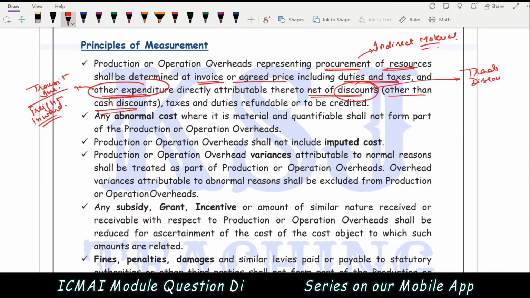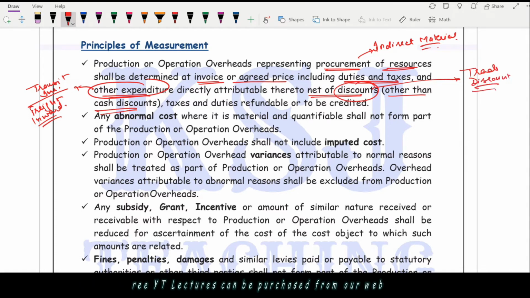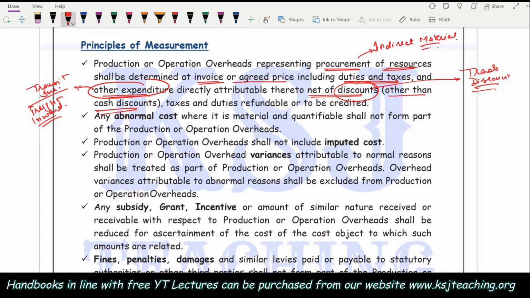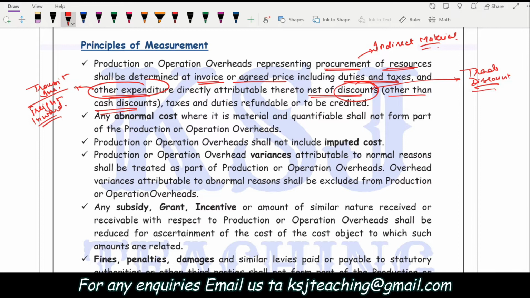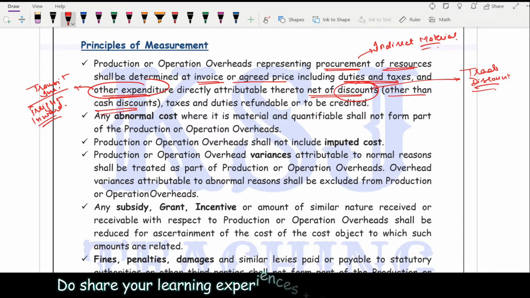Sir, why not cash discount? Because cash discount is based on the payment, right? That if you make payment within these many days, we will give you a discount. So this is an afterward discount. What we are talking about here is net of discount, meaning net of the trade discount.